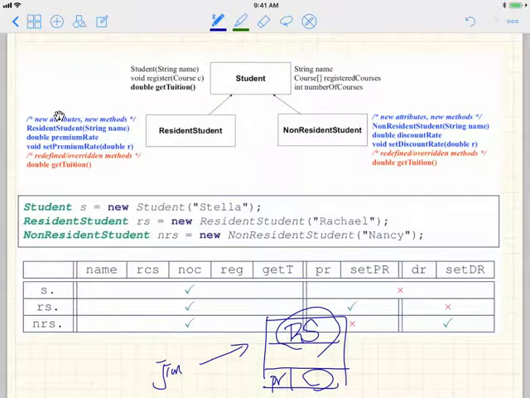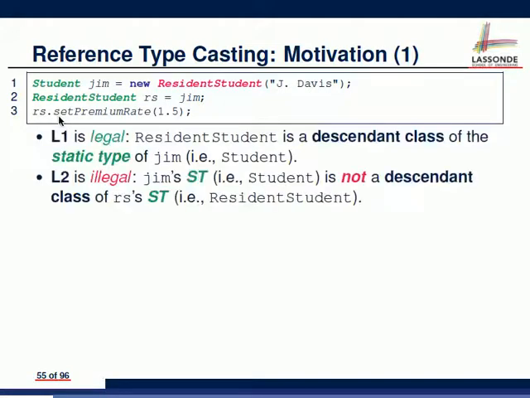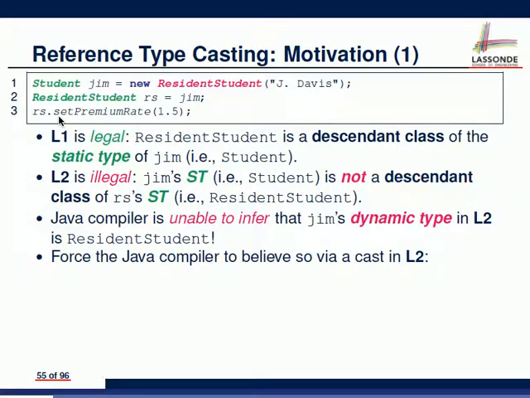Okay? Let me just show you what we can do. I'll go over 2 examples first, and then I'll tell you what the general rules are. So we talked about line number 1, we talked about line number 2. And now basically this is what we got so far from last time. Now, how do we force the Java compiler to believe the dynamic type of Jim at line number 2 is really compatible with ResidentStudent? How do we do that?